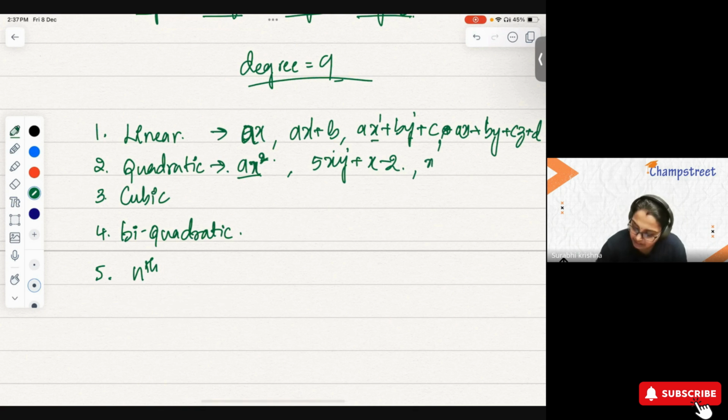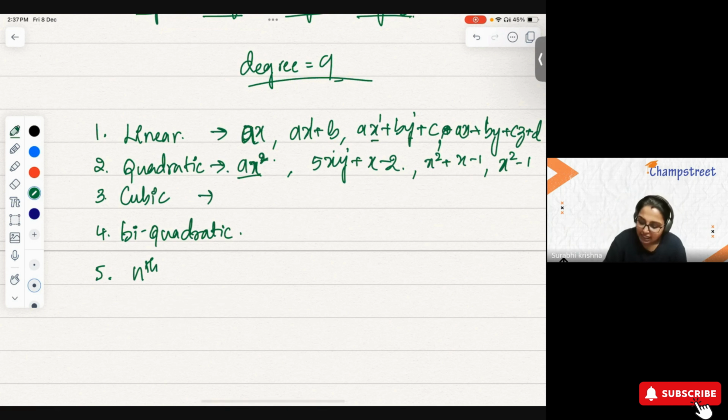Similarly, can I have x square plus x minus 1 is equal to 0? Yeah, it's also a quadratic polynomial. So I hope you understand. Can I have this x square minus 1? This is also a quadratic polynomial because the power of the variable is 2.